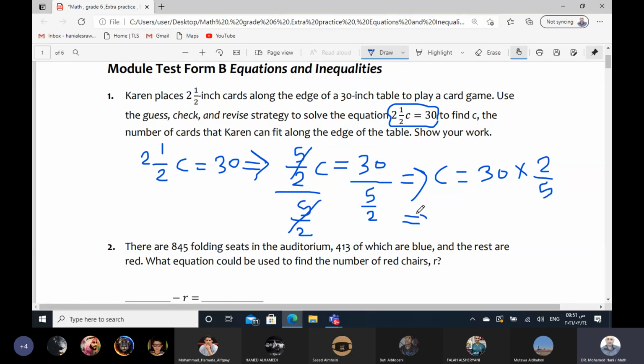So c equals 30 times 2 will be 60, divided by 5. 60 divided by 5 will be 12. So the answer here will be 12. Who has any question here?